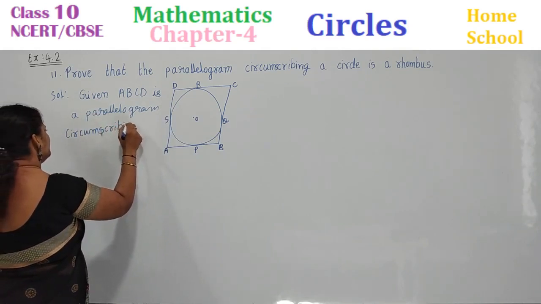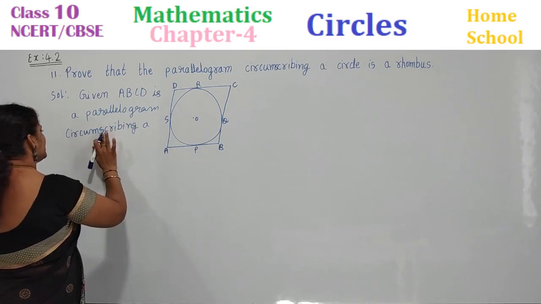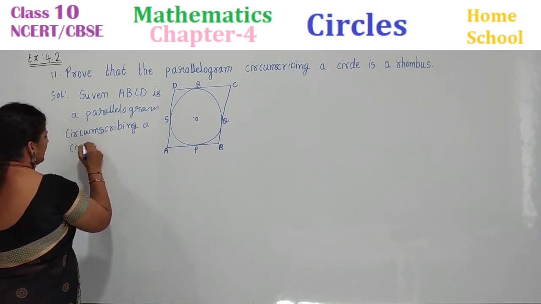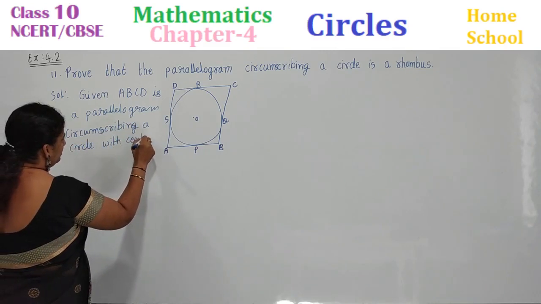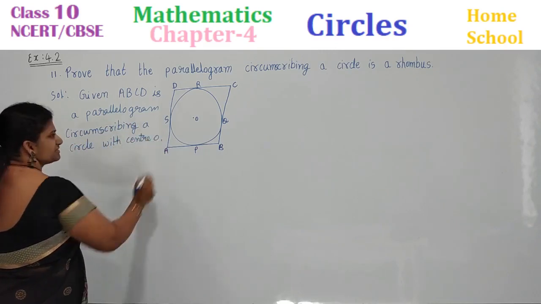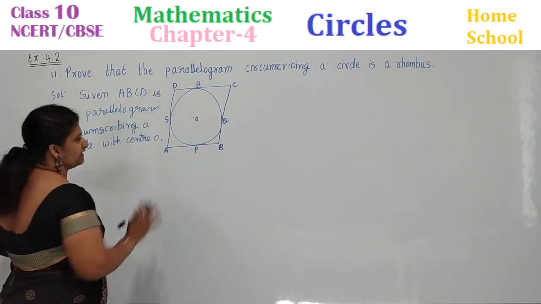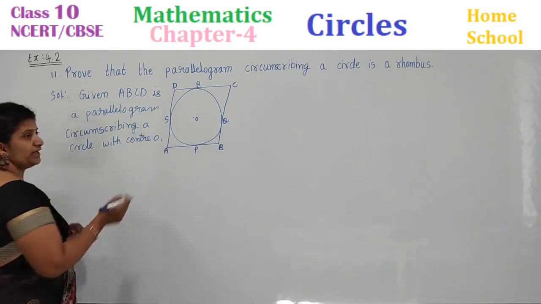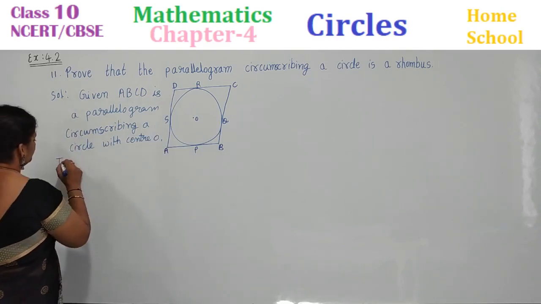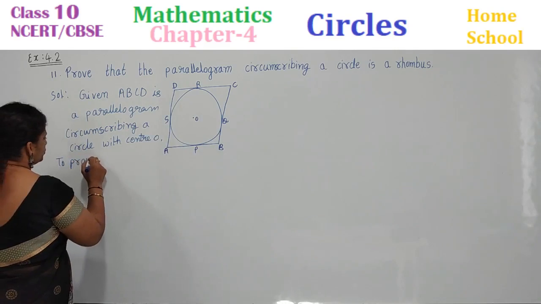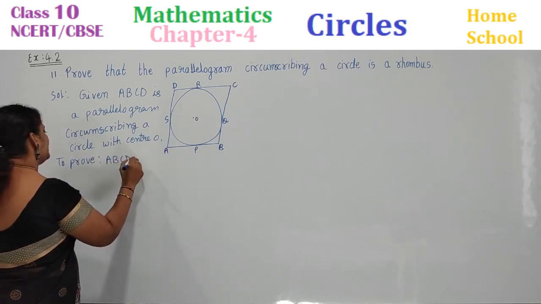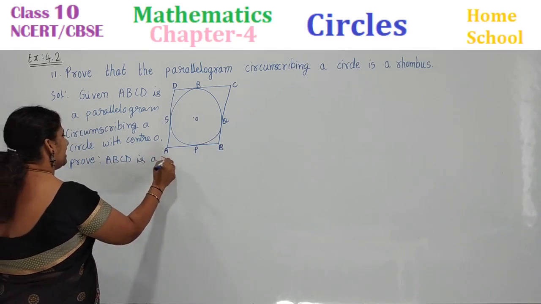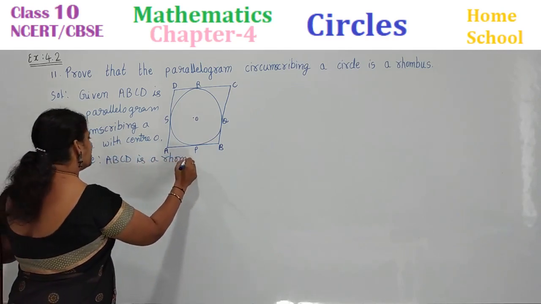Circumscribing a circle with center O. Circumscribing a circle with center O. What you need to prove? To prove that ABCD is a rhombus. What is the technique, children?